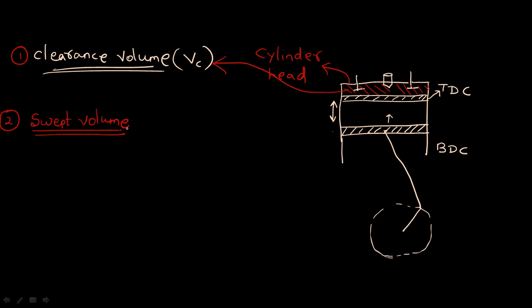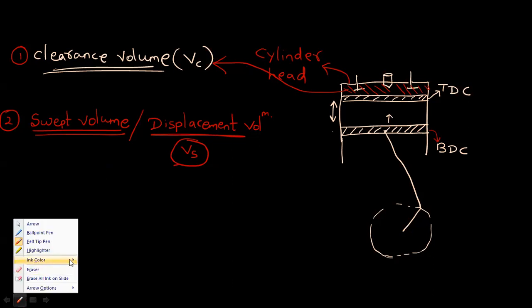Swept volume, or it is also called displacement volume. It is represented as VS. VS stands for displacement volume or swept volume. So which one is swept volume? Suppose this position is called bottom dead center. When this piston is moving from bottom dead center to top dead center, the volume traveled by the piston is called swept volume.